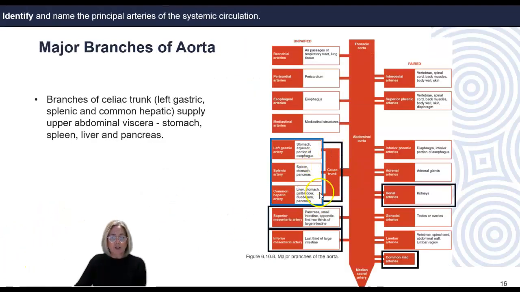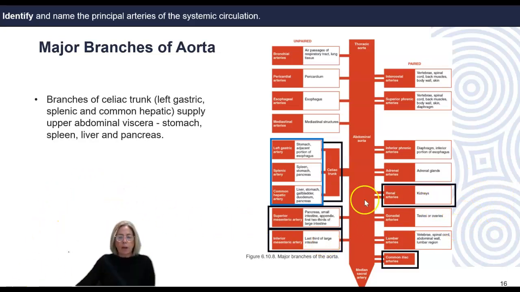So branches of the celiac trunk include the left gastric, the splenic artery, and the common hepatic artery, and they're all supplying abdominal organs such as the stomach, the spleen, the pancreas, the liver, and the duodenum. We also have branches of the superior mesenteric artery supplying blood to the pancreas, the small intestine, the appendix, and the first two-thirds of the large intestine, and then the inferior mesenteric artery, which is supplying blood to the last third of the large intestine.